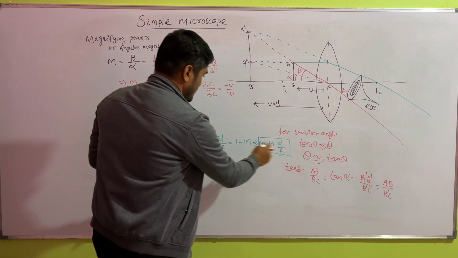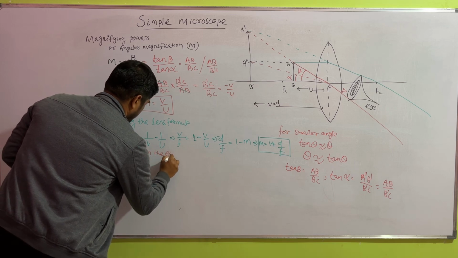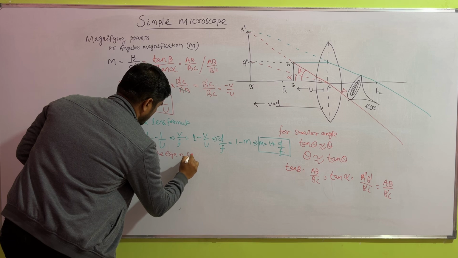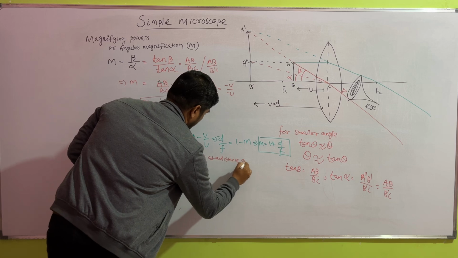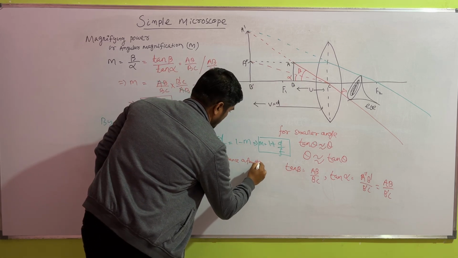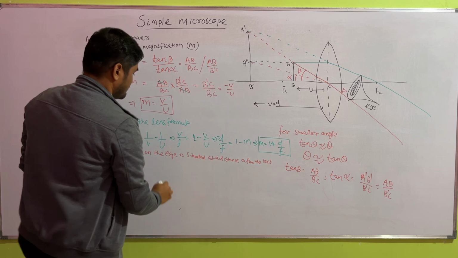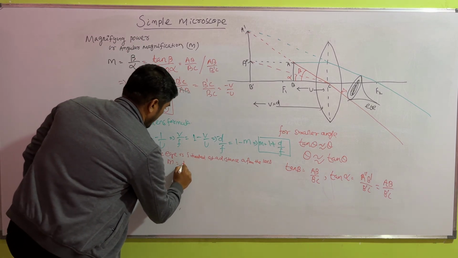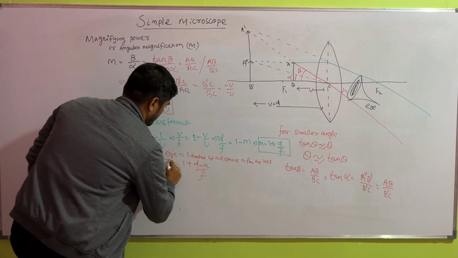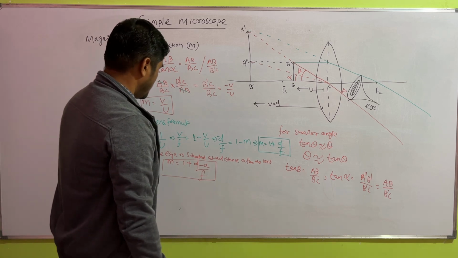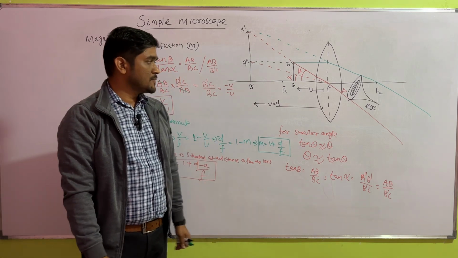For that case, the magnifying power, when the eye is situated at a distance a from the lens, the magnifying power m will be equal to 1 plus (d minus a) divided by f. Clear? This is the formula for when the eye is situated at a distance a from the lens.